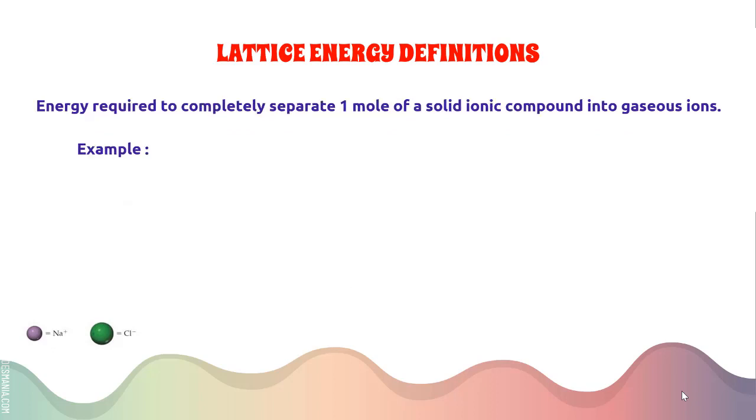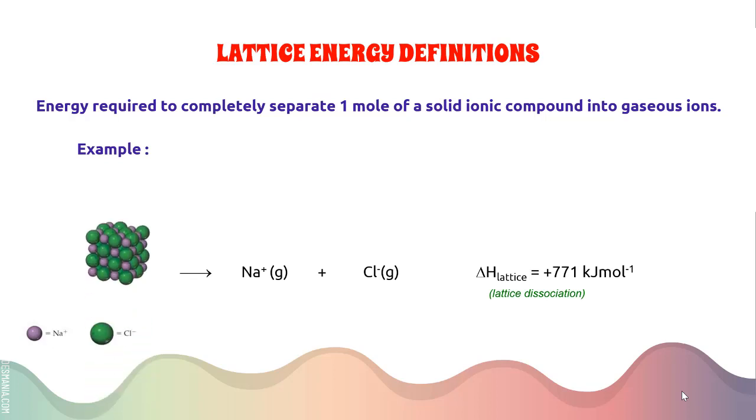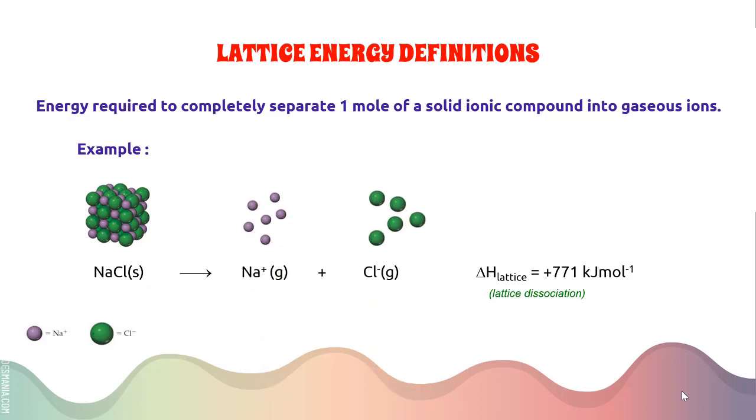The second definition of lattice energy is the energy required to completely separate 1 mole of a solid ionic compound into gaseous ions. The same amount of energy is required to completely separate 1 mole of solid sodium chloride into its gaseous ions. This is called lattice dissociation enthalpy.